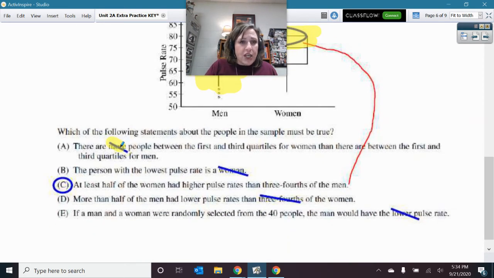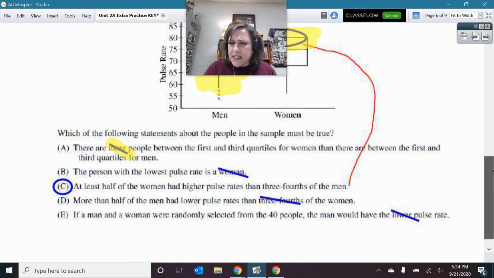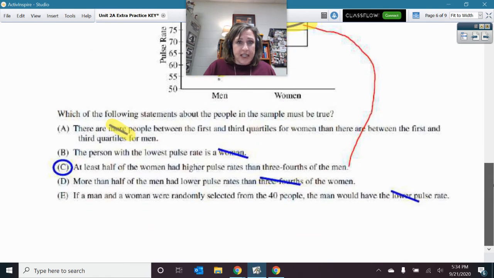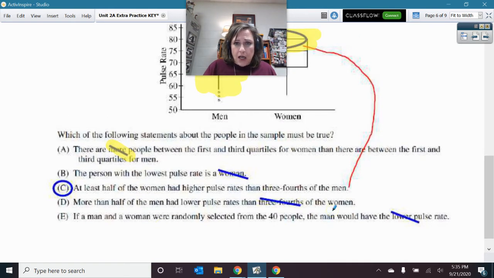Again, we do not know there are more people because we don't know the amount, or hold on a second, maybe we did. Yeah, it did tell us in this case there were 20 men and 20 women. So we actually know how many are in the quartiles here. The lowest was the men, more than, and then these other ones, you can just look at those percentages and see that those were not correct.